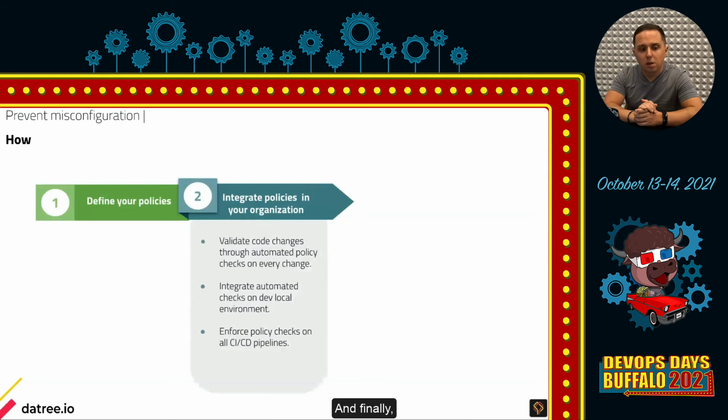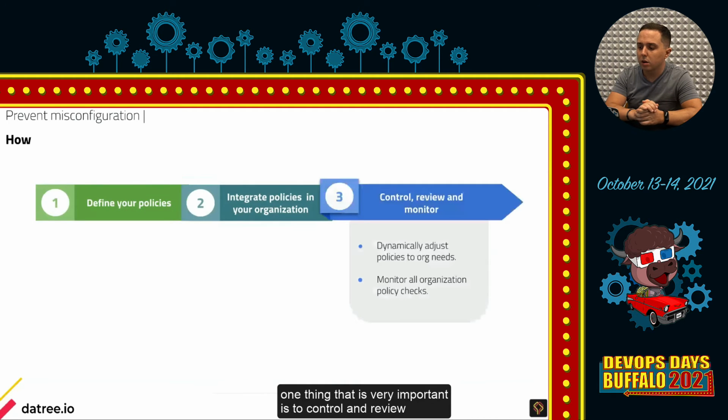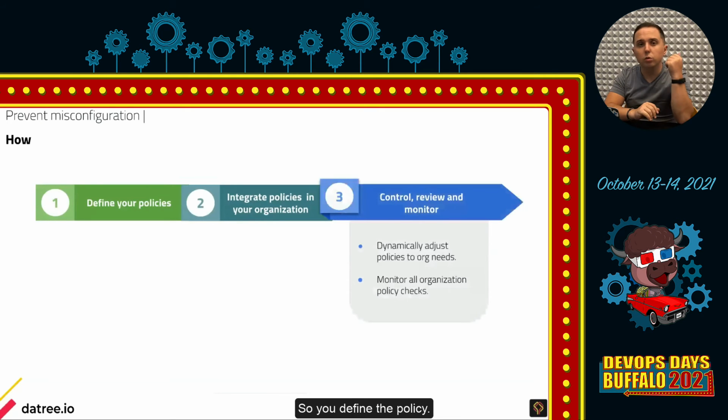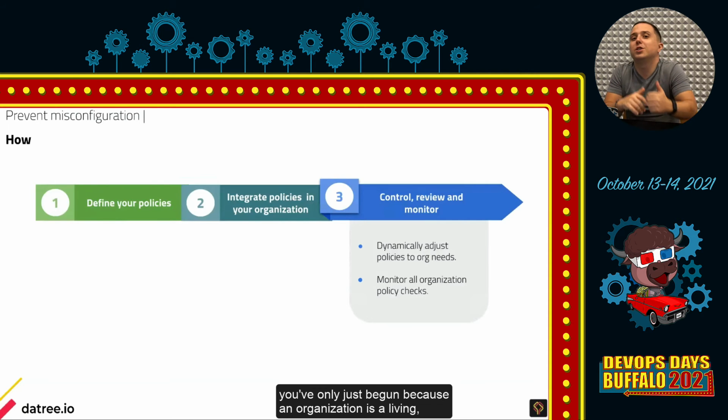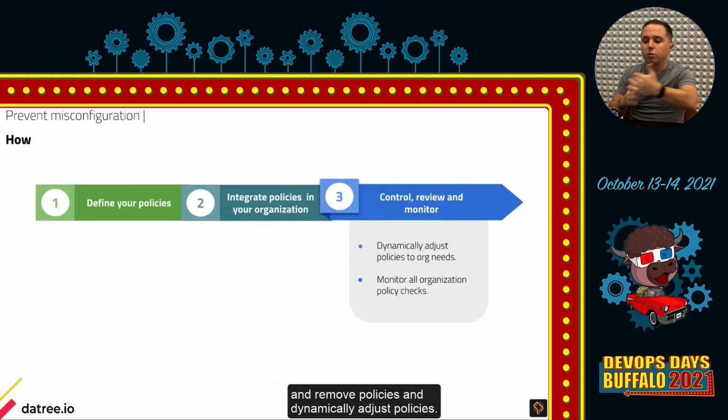And finally, one thing that is very important is to control, review and monitor your policy. What do I mean by that? You define the policy, you send automated scripts, and you applied it in your CI/CD, and now you make sure that everyone uses it. This is only the beginning. If you think you're done, you've only just begun, because an organization is a living, breathing thing, and everything constantly changes. And you're going to have to add policies and remove policies and dynamically adjust policies.